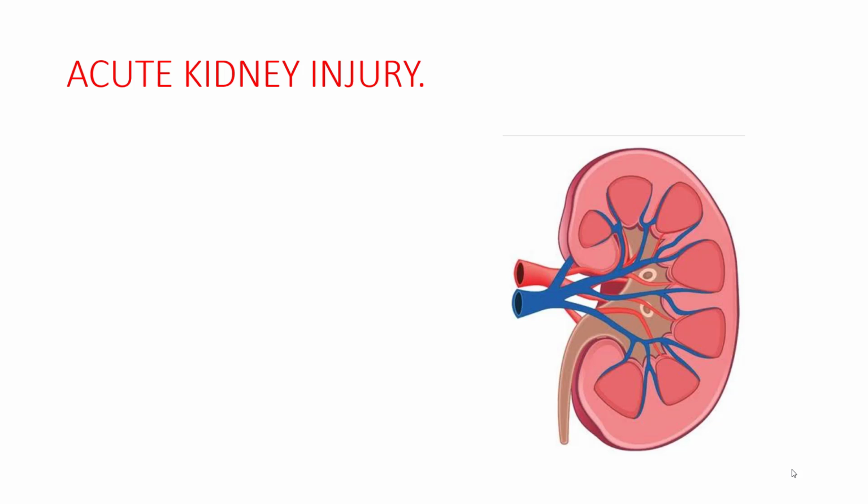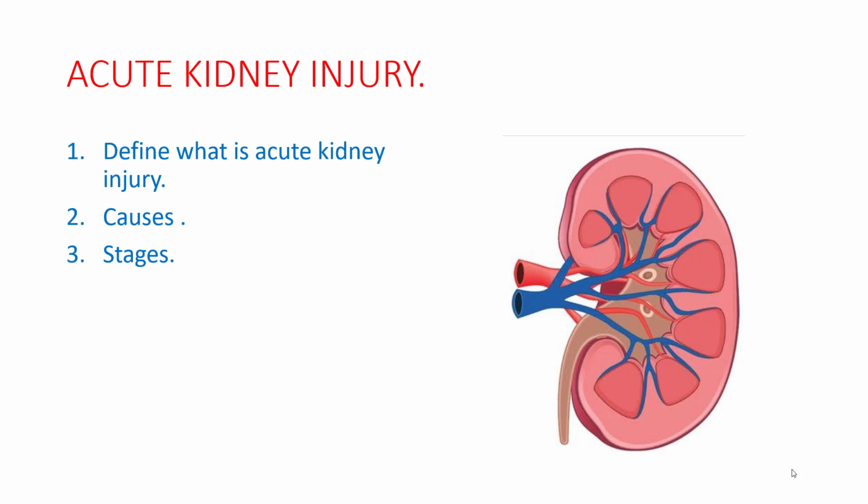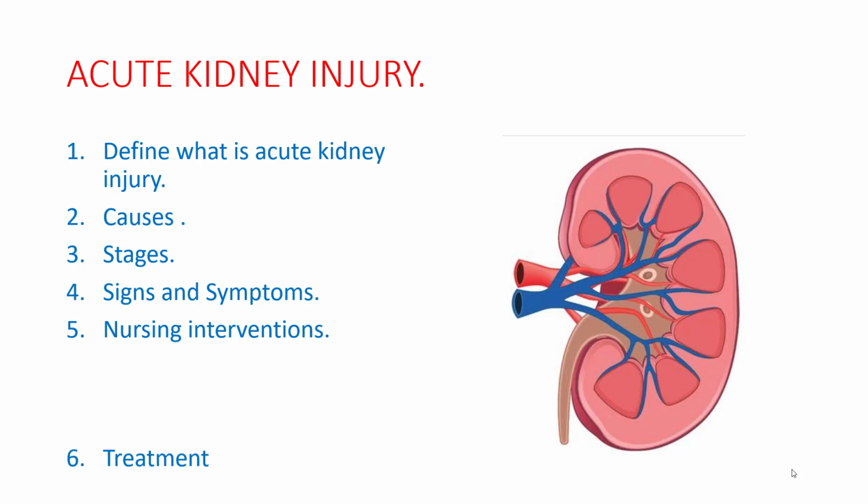So today's presentation is about acute kidney injury. In my presentation, I've subdivided it into 6 parts. The first part, I'll define what is acute kidney injury. The second part is about the causes. The third part is about the stages. Fourth part is about signs and symptoms. The fifth part is about nursing interventions. And finally, the sixth part is about the treatment of acute kidney injury.